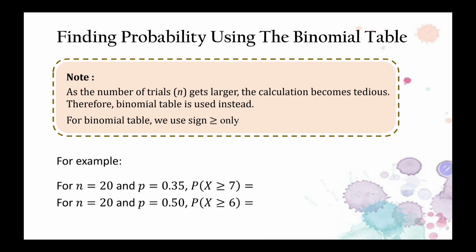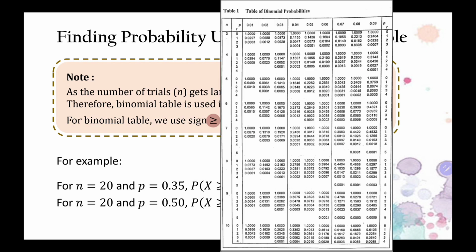As the number of trials n gets larger, the calculation becomes tedious. Therefore, the binomial table is used instead. For the binomial table, we use the sign greater than or equal only. Before we look at an example, I will teach you how to use the binomial table.